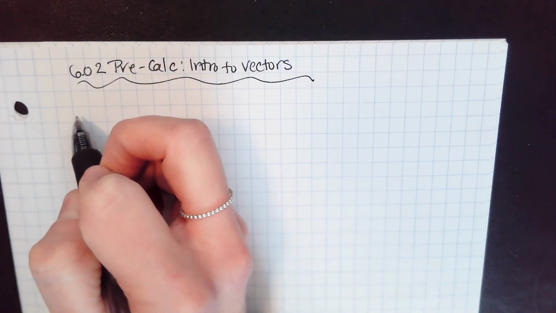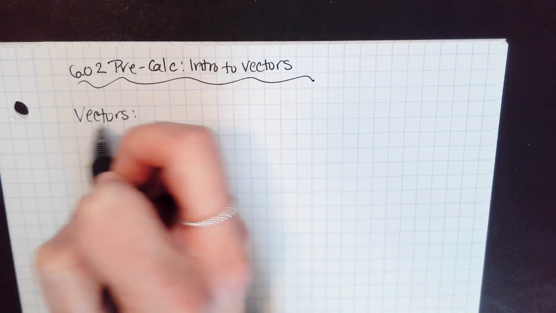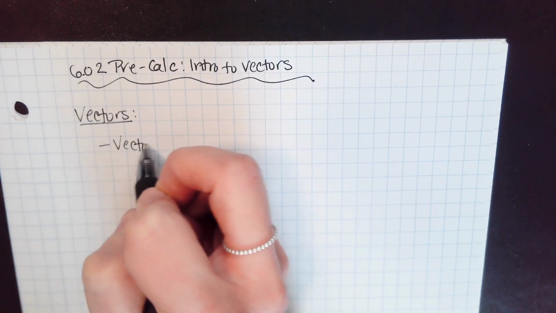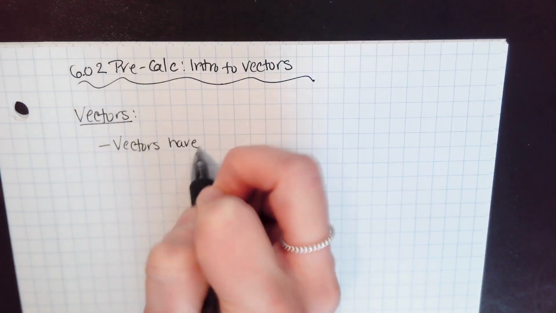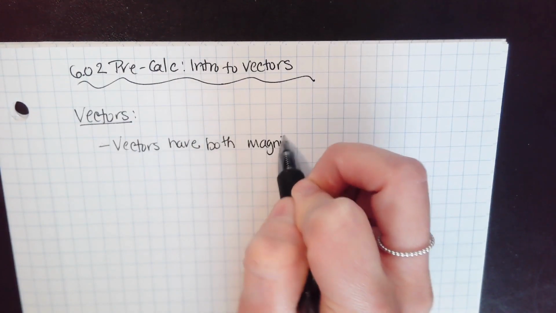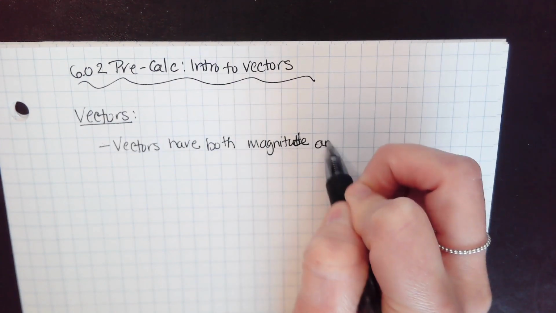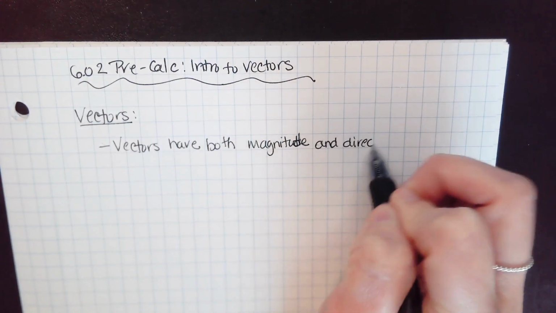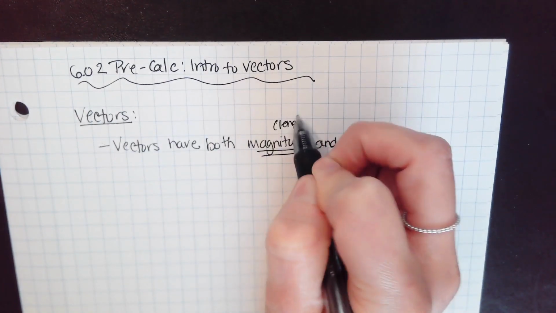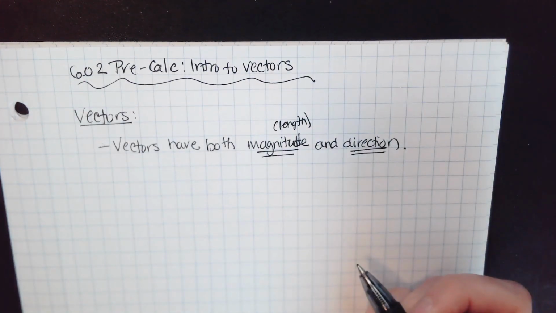All right, so we'll start with talking about vectors, which a lot of you guys have talked about before in physics. So vectors have both a magnitude and a direction. Really important about a vector. So magnitude, which is just like your length, and they're going in a certain direction.